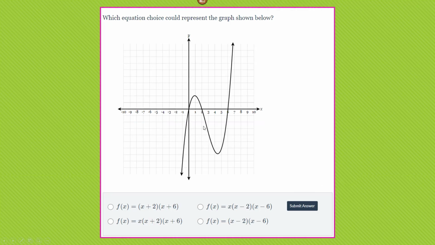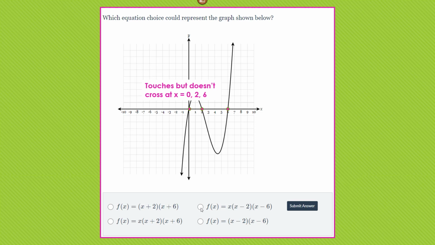All right, let's look at another. Which equation could represent the graph shown below? All right, so looking at this, I would be concerned about the different zeros that I have. I've got a 0 at 0, I've got one at 2, and I have another at 6. All right, so I need a polynomial that has factors that would lead to these 3 zeros. Okay, and so I could get x equals 0 from just x. I could get x equals 2 from this and x equals 6 from this. So this would be the correct answer.